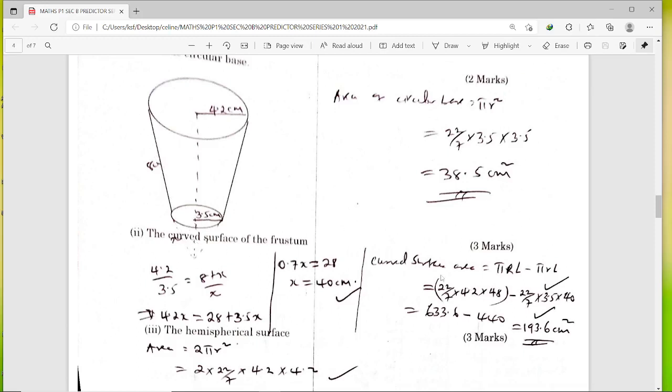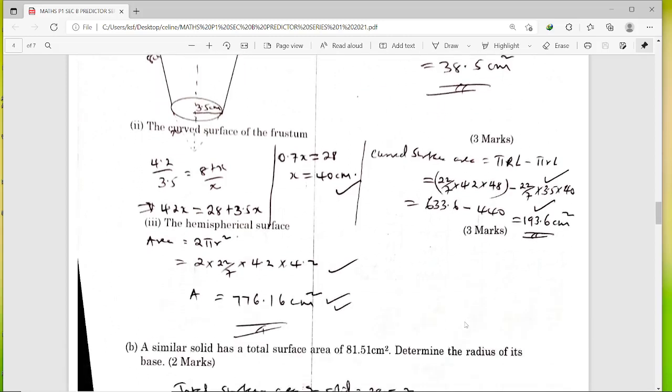So the curved surface area will be pi R L minus pi r l, which is 22/7 times 4.2, that is for the larger, times 48, that is the larger slant height. Then minus 22/7 times 3.5 times 40. So you get 633.6 minus 440 gives you 193.6 centimeters squared. And that is the curved surface area of the frustum.